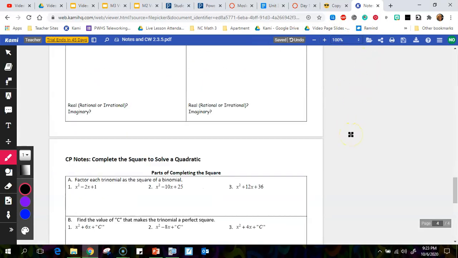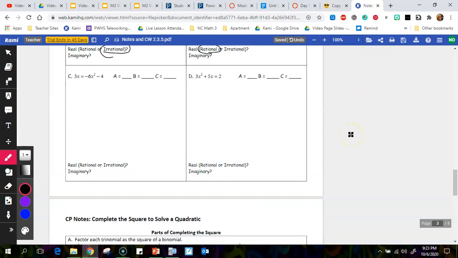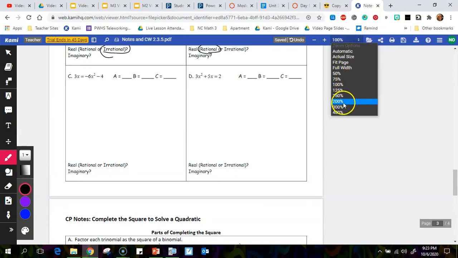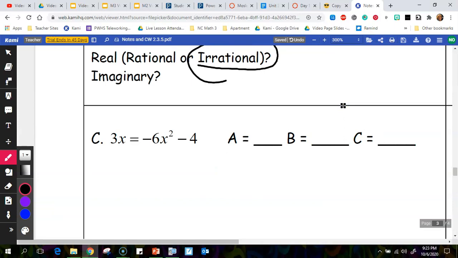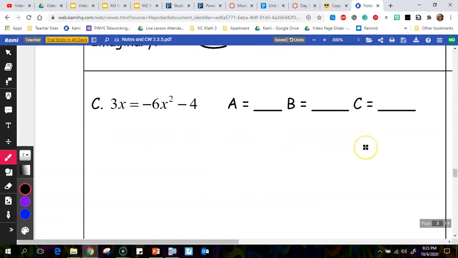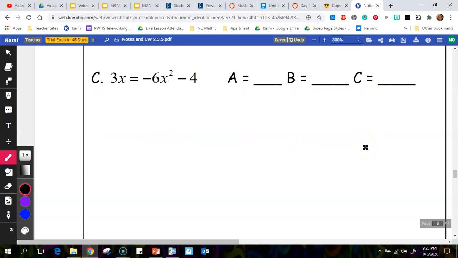Just 2 more. Okay. I'm going to do one, and then I want to leave the last one for you to try. Okay, so C, and then I'm going to leave D for you to try. So I need to rewrite this 6x squared, because I'm bringing this over here, plus 3x plus 4 equals 0. Okay, there's no greatest common factor or anything, so A equals 6, B equals 3, C equals 4.